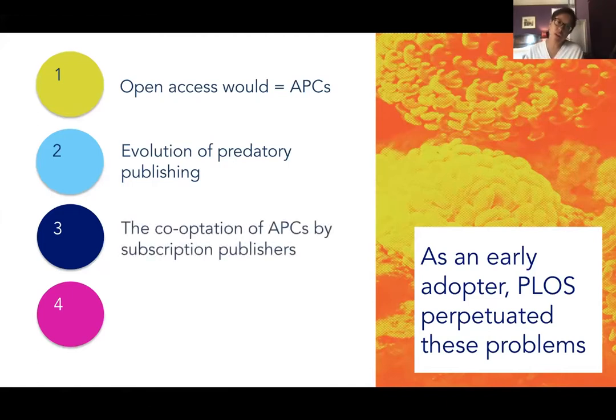We didn't really see the co-optation of APCs by subscription publishers coming along. You know, PLOS did very well in its early years by debuting this new model and seeing a lot of revenue come in. But interestingly, PLOS actually suffered in the medium and long term as more and more subscription publishers brought in revenue through their subscriptions from libraries, but then also charged authors to make content open access. And I don't think that was a move that PLOS or anyone at the time really anticipated would come, but has proven to be very successful.